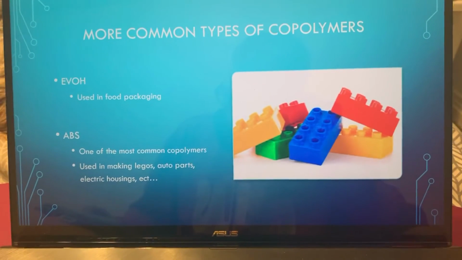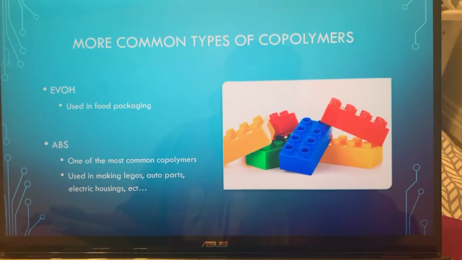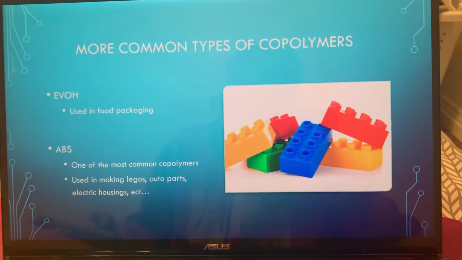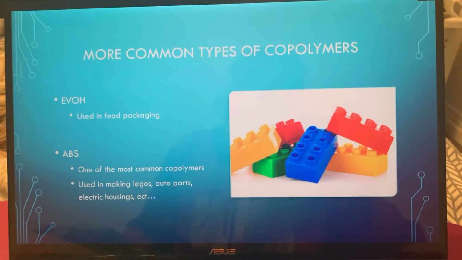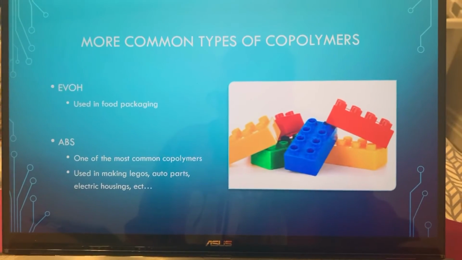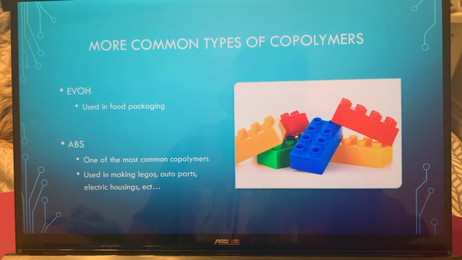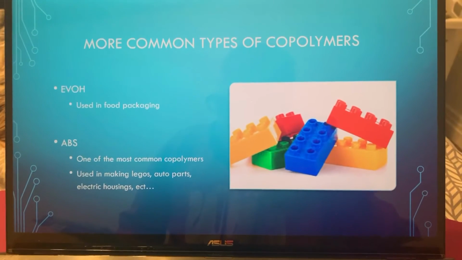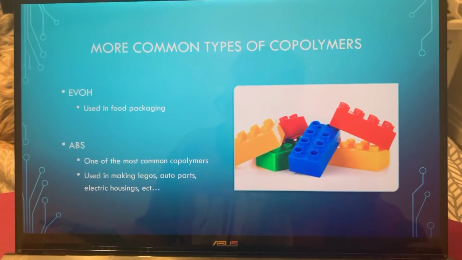EVOH is used in food packaging, and it's used as a barrier to keep the food particles in, while also not allowing other particles to enter into the packaging to prevent spoilage. And then the most common type of copolymer is ABS, which is used for many different applications. A lot of people use Legos, which are made from ABS, as shown in the picture. And then auto parts are also made from ABS, electric housings for wires, and the list goes on.